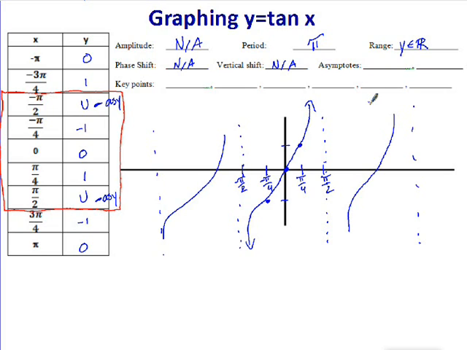Asymptotes. You're going to list where the asymptotes are. Here's the key thing here. Asymptotes are vertical lines, so you need to write the equation of a vertical line. You cannot just write negative pi over 2. You need to write that x equals negative pi over 2 to show me that this is a line, not just a random number. So there's an asymptote at x equals negative pi over 2 and an asymptote at x equals pi over 2. And then key points, just like we did with sine and cosine, you're going to write down those points that we plotted. Not the asymptotes. The asymptotes are not key points, they are lines. But we are going to write down those points.